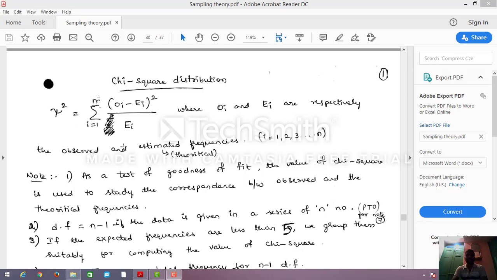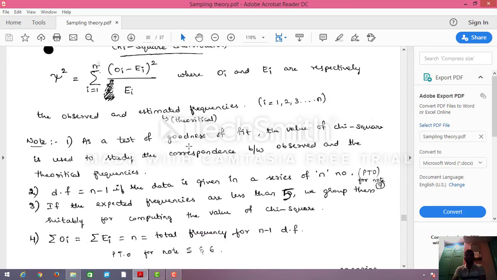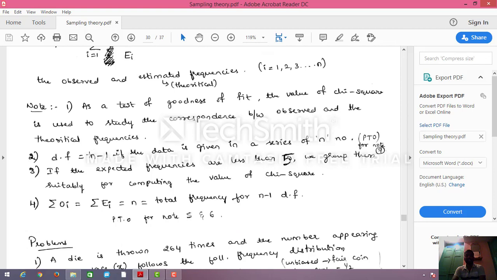Now, as a test of goodness of fit, the value of chi-square is used to study the correspondence between observed and theoretical frequencies. Degrees of freedom equal n minus 1 if the data is given in a series of n. If n is given, then the degrees of freedom should be n minus 1.